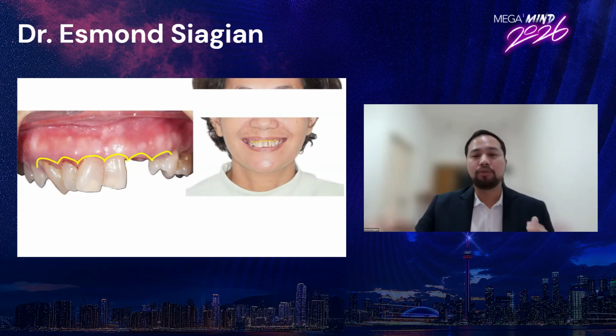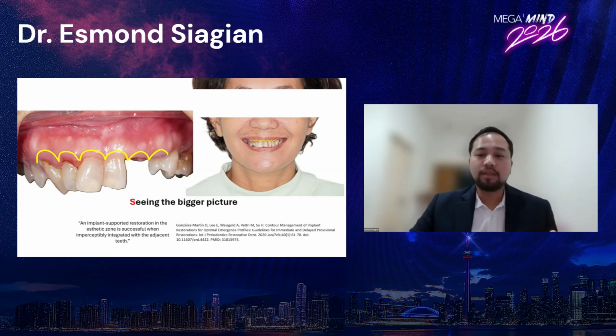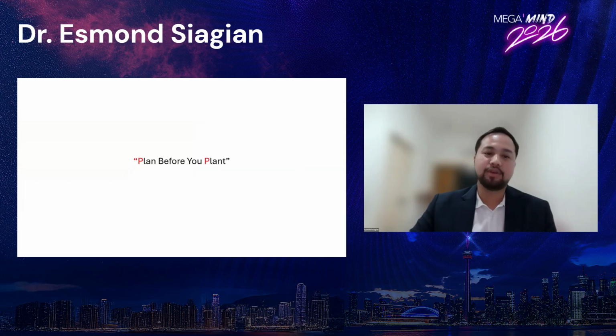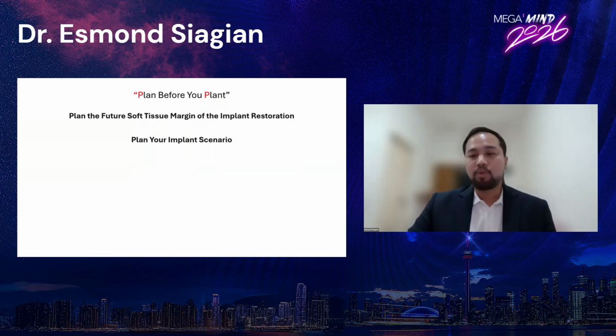But when we zoom out and see the bigger picture, this yellow margin line is slanted because the patient already has a canting smile. We need to achieve a new soft tissue margin line for this patient. So seeing the bigger picture is the first step and important for aesthetic cases. So this is why plan before you plan. Before we insert the implant fixture, we must plan where the future margin of the implant restoration will be.